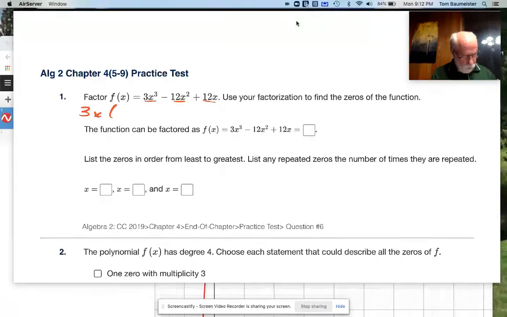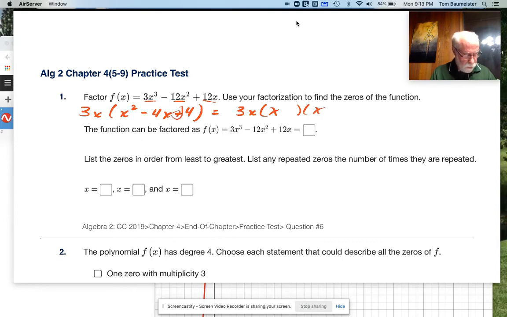Once I factored that out, what do I have left? I have x squared minus 4x plus 4. Now on that one, you can look at it. You should see 3x, and then I have an x and an x. I look at that term, it's positive. I look at that term, it's negative, so that tells me that they're both negative. And factors of 4 that add up to negative 4 will be 2 and 2.